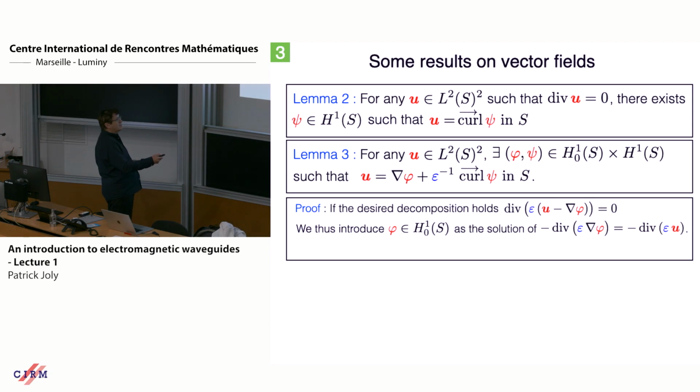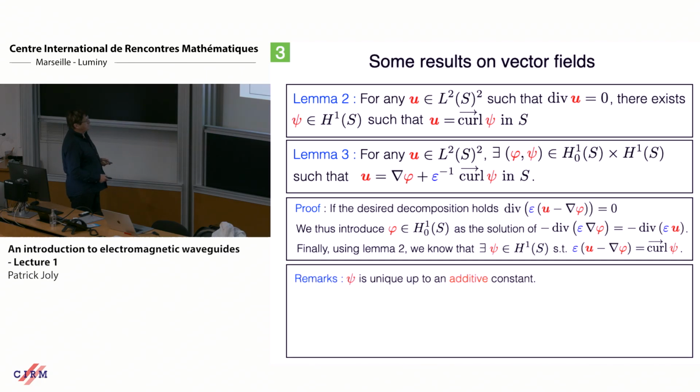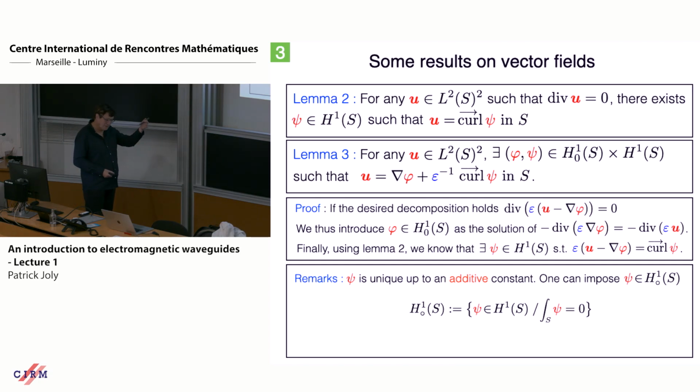So you take this solution of this Dirichlet problem. By construction, it has divergence 0, and by lemma 2, it is a gradient of the psi. And then you get the proof, and this is finished. So it's clear that because you take a curl, psi is unique up to an additive constant. So you can impose that the field is in the space H1 circ of functions with mean value 0.